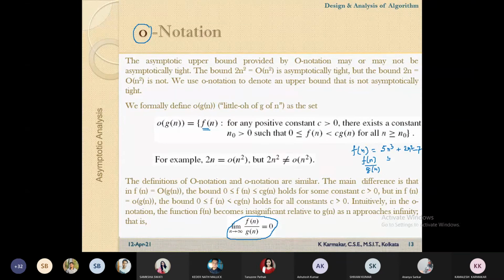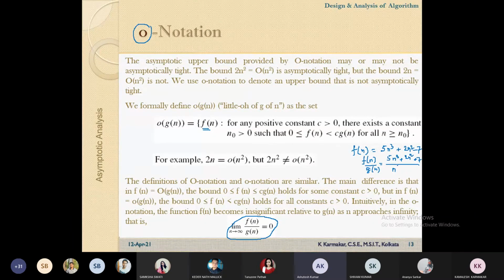If I put f(n) divided by g(n), that is 5n cube plus 2n square plus 7 divided by g(n), what shall I choose? What kind of polynomial function? This one is a polynomial function, f(n) is a polynomial here. What kind of polynomial function shall I choose for g(n) so that its limit as n tends to infinity is 0? Degree 3? Degree 3 polynomial.